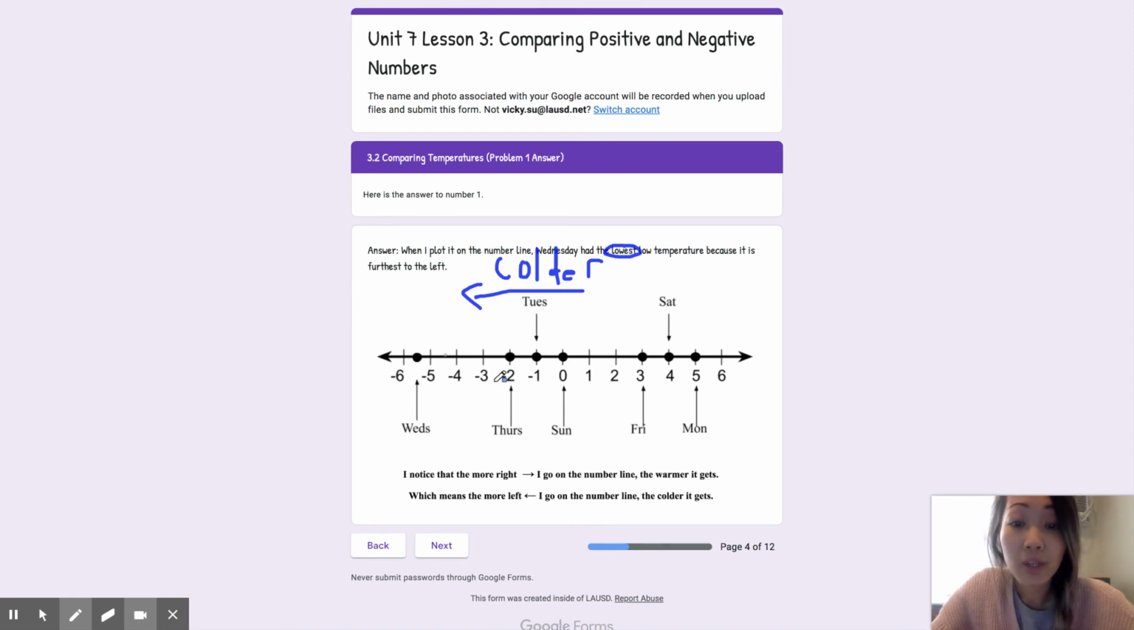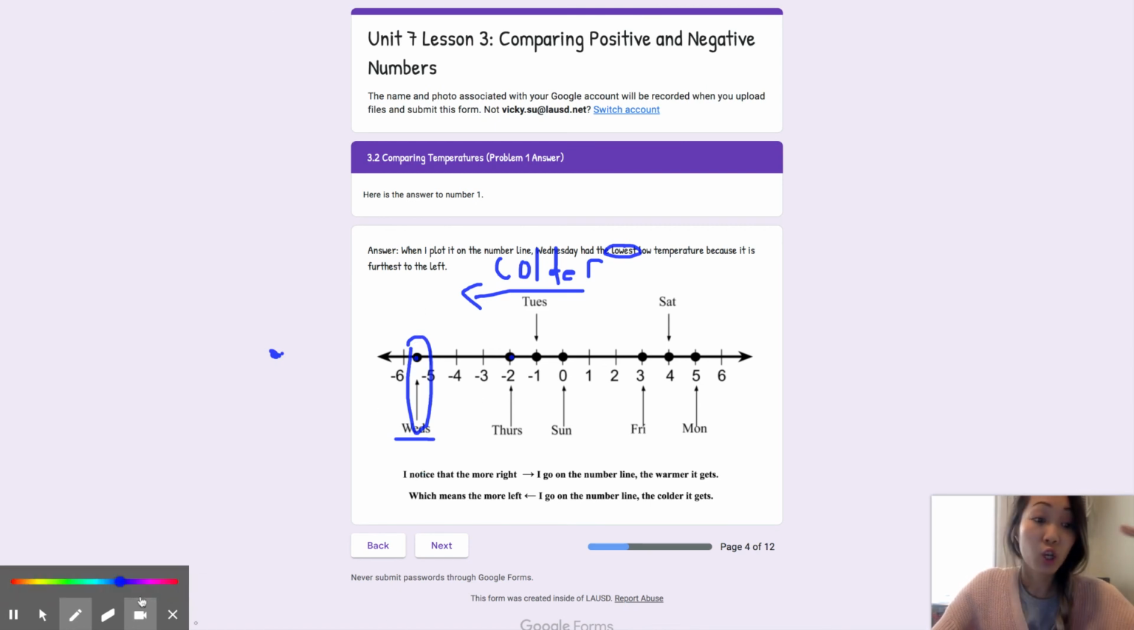So I am looking, this is not, because this is hot, this is right here. So this is actually my furthest left. There's no more dots to the left of this, right? So it would be Wednesday. Wednesday would be the day that had the lowest low temperature because it is furthest to the left. There's no other dots here like this that is to the left of Wednesday. So therefore Wednesday is the coldest.